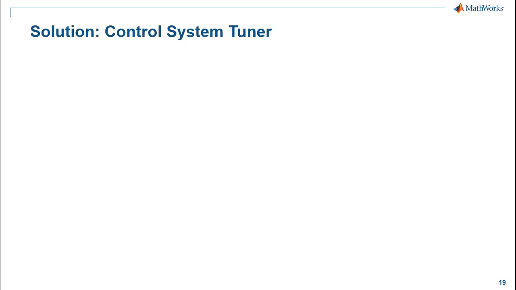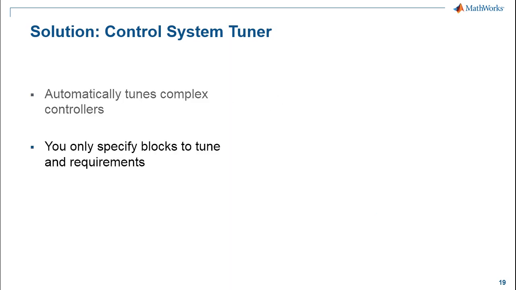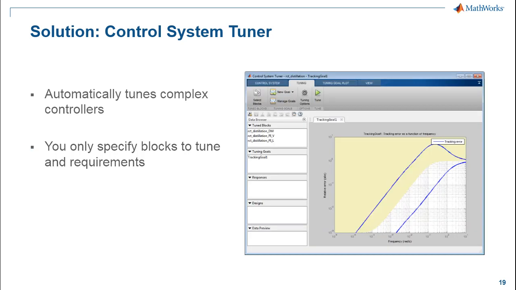I want to briefly mention here that we have a tool called Control System Tuner, which automatically tunes such complex controllers. With this tool, you specify blocks you want to tune, you select from a number of pre-canned requirements that we have for you, and then the tool automatically and quickly tunes block parameters to meet all the requirements. Using this tool, you can tune complex decentralized controller architectures like the one I just showed you on the previous slide. This tool is part of Robust Control Toolbox, and if you want to learn more, there are webinars and videos on the Robust Control Toolbox page that show this tool.